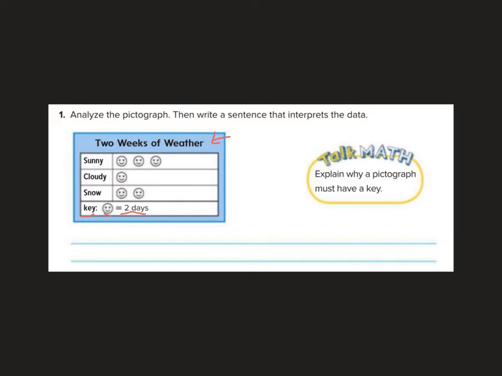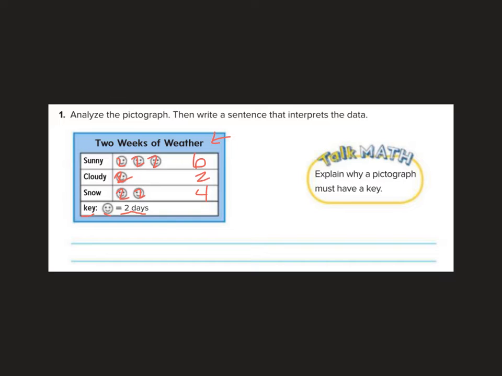Okay, so sunny, we had 6. 2, 4, 6 sunny days. Cloudy, we had 2. Snow, we had 2, 4. 4 sunny days. That does not quite add up to 14. I don't know where the other 2 days went. How interesting. Maybe there was no weather on those 2 days.